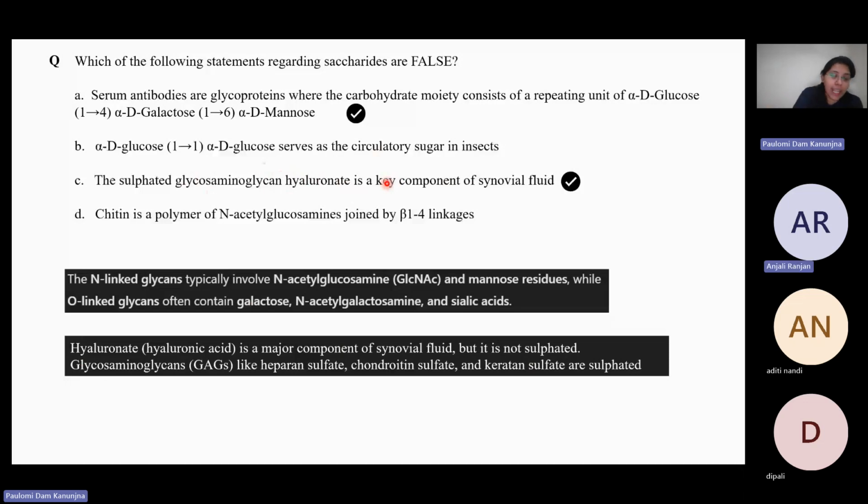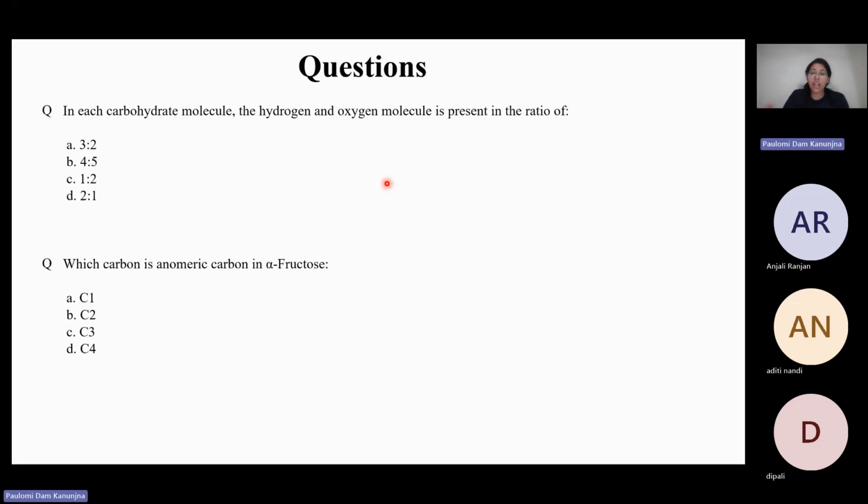And lastly, chitins, as we all know, they are the polymer of N-acetyl glucosamines, which are connected by beta 1-4 linkages, right? So you can try these questions and then we can discuss the answers.